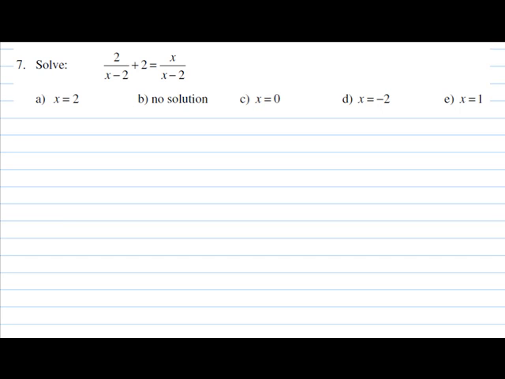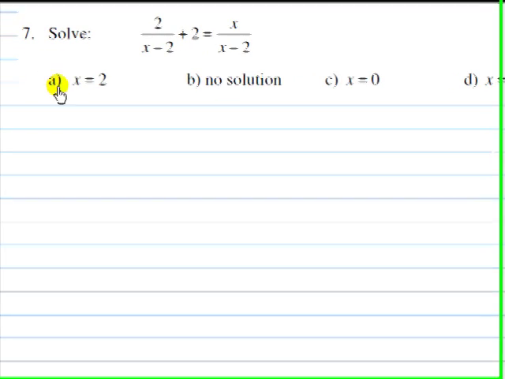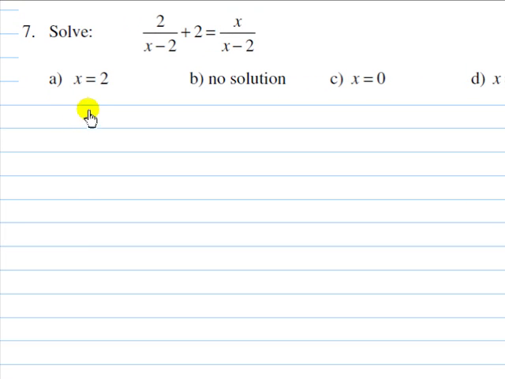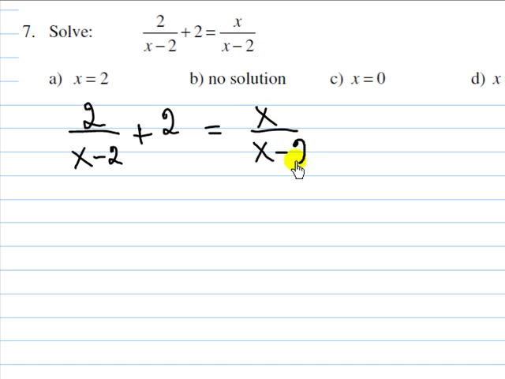Number 7. We want to solve this equation. Now let's write the equation here. 2 over x minus 2 plus 2 equals x over x minus 2.